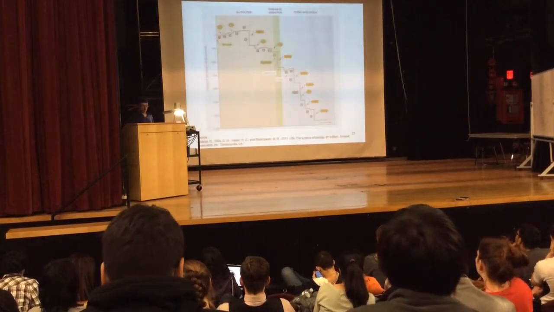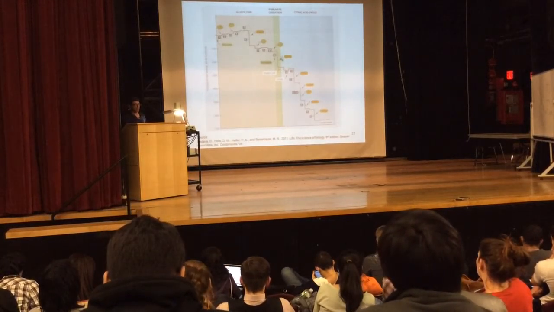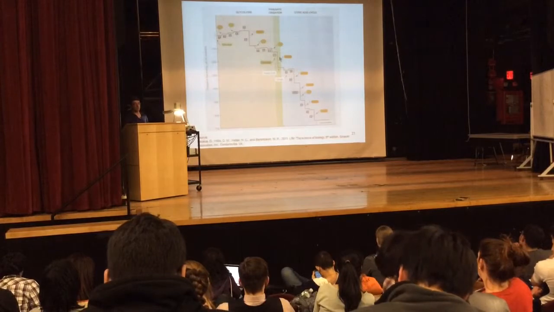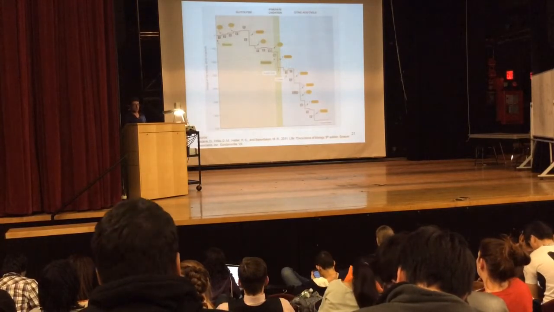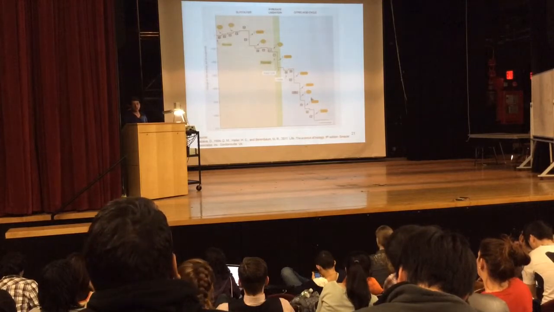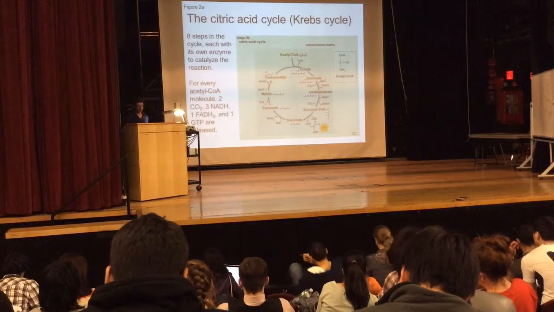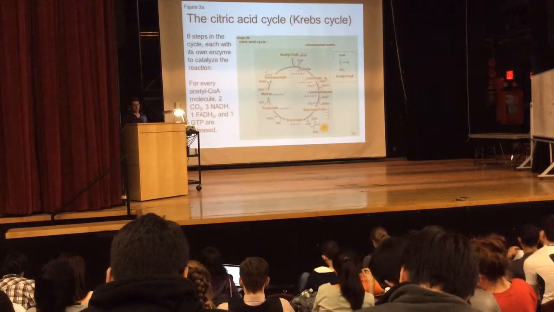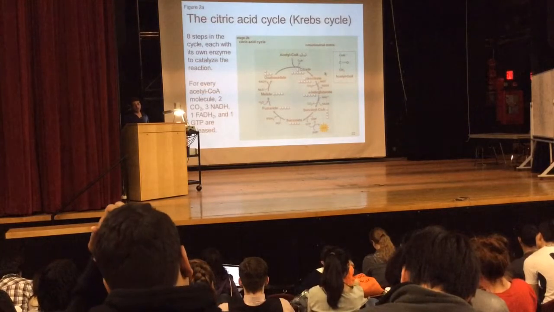Okay. So at this point, we're down to here. Some energy has been harvested out of the pyruvate, but you still have a lot of energy stored in acetyl-CoA. The rest of the energy steps diagrammed here are part of the citric acid cycle. In the citric acid cycle, also called the Krebs cycle, there are 8 steps. Each of them has its own enzyme, and what matters is what you put in and what you get out.